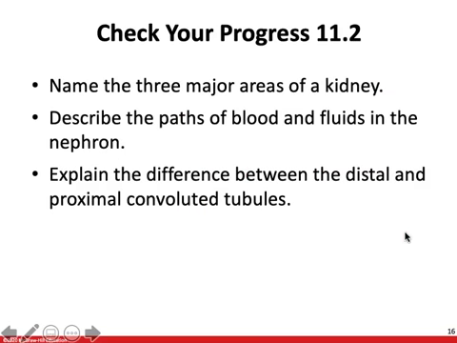All right, and that's it for this section. You should be able to name the 3 major areas of a kidney, describe the path of blood and fluids in the nephron, and explain the difference between the distal and the proximal convoluted tubules. Their differences are going to be primarily at this stage.